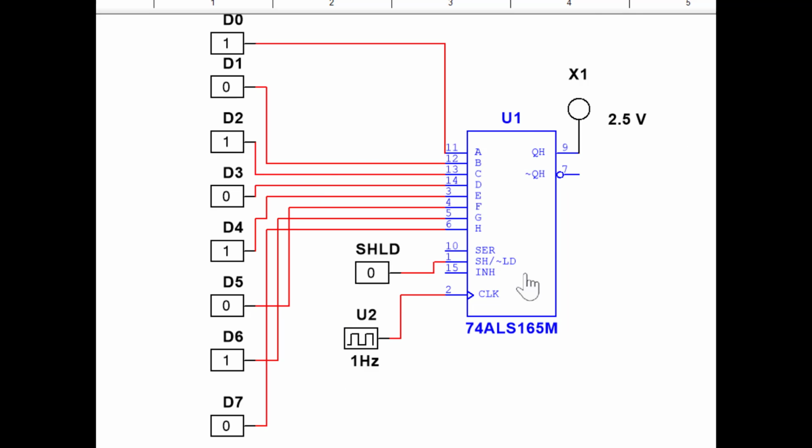Now we'll make the data change. Now let us load 1110 and 1110 and let's check. Now your data is loaded 1110 and 1110. Let's make it shift. So 0 again 0, then 1, again 1, again 1, then 0.